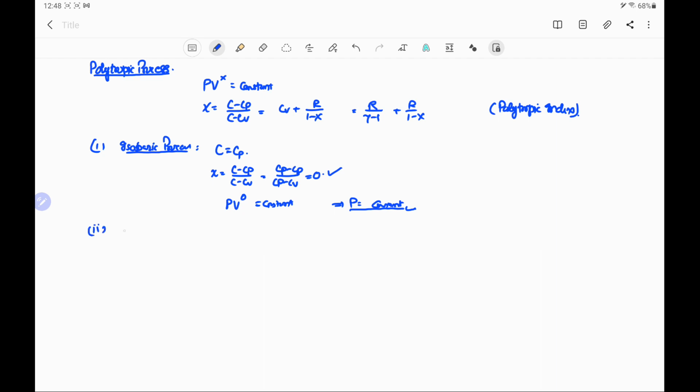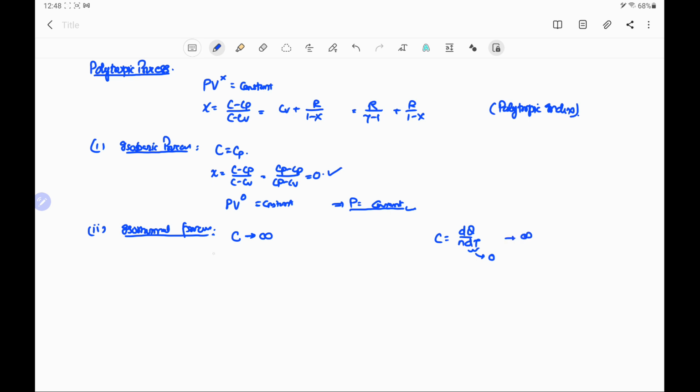Second process is isothermal process. In isothermal process, molar heat capacity of the process is infinite because there is no change in temperature. We know C equal to dq by n dt, and this change in temperature is 0 because isothermal process has constant temperature. Therefore, this C is tending to infinity.